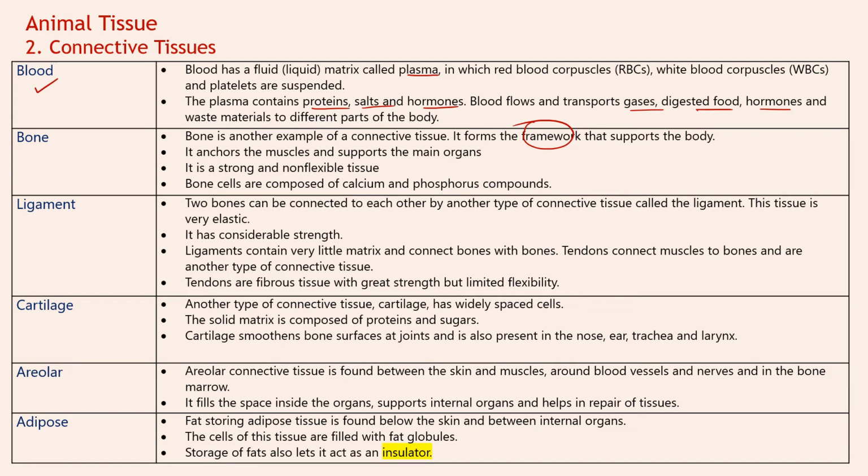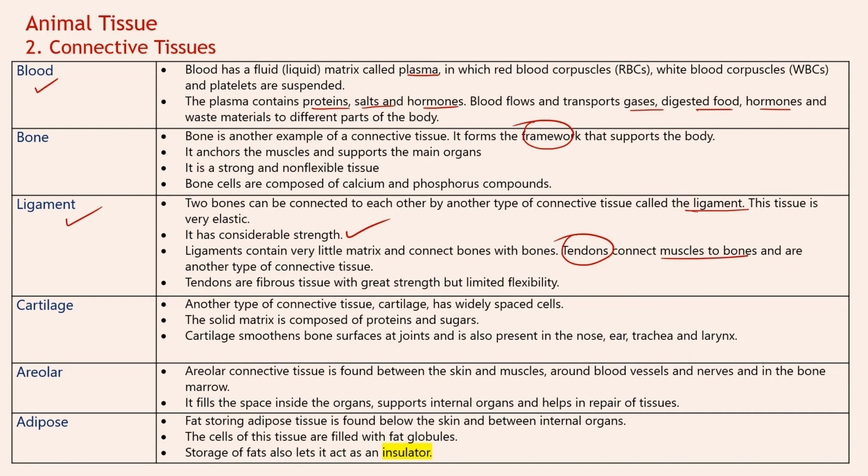It is a strong and non-flexible tissue, and bone is generally composed of calcium and phosphorus compounds. Then comes ligament. Our bones are connected to each other by a special type of tissue, and that is known as ligament. It has considerable strength. Now, under ligament, another type of tissue is there, and that is known as tendons. This tendon connects muscle to bone.